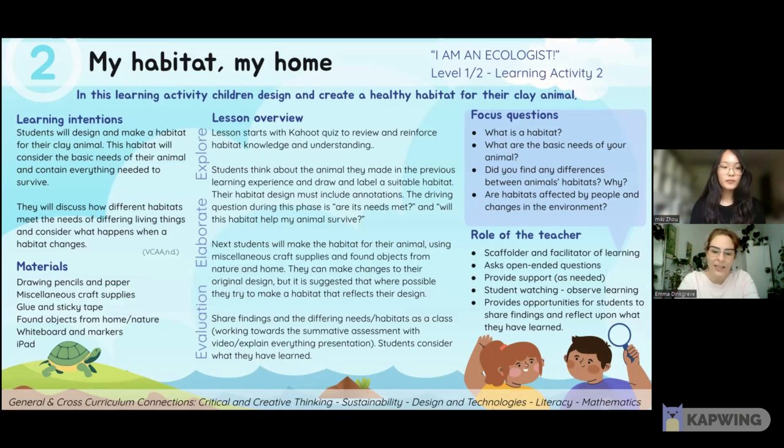The driving question during this phase is, will this habitat help my animal to survive, and are its needs met? With the role of our teacher being to scaffold, facilitate, and observe student learning. The lesson ends with the sharing of findings as a class, specifically the differing needs of the animals and how their habitats support the animal survival. This learning experience considers and reflects a variety of general and cross-curriculum connections listed below. Additionally, this STEM lesson sees students engaging in engineering too.